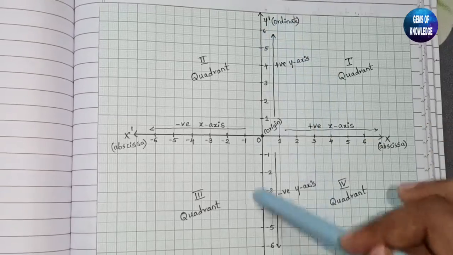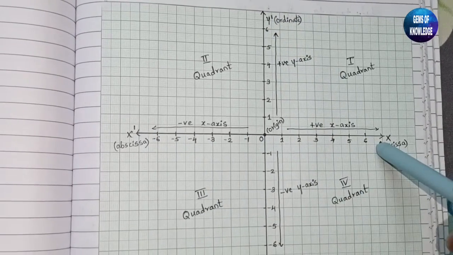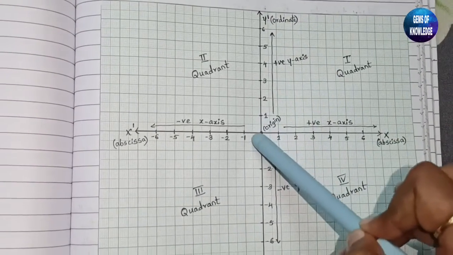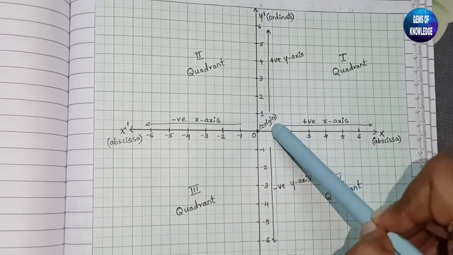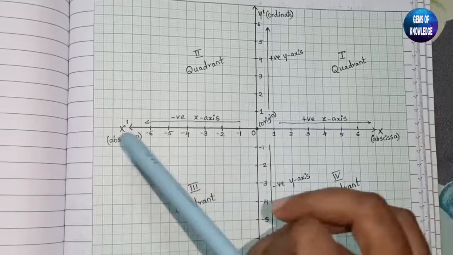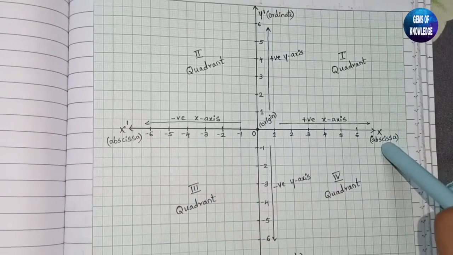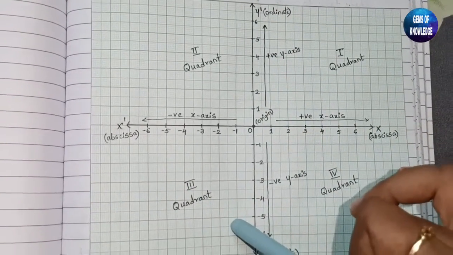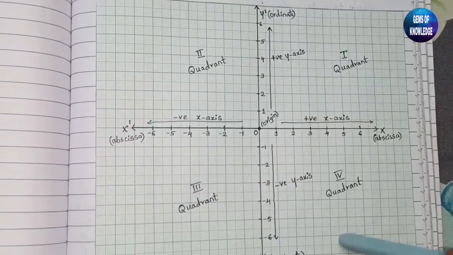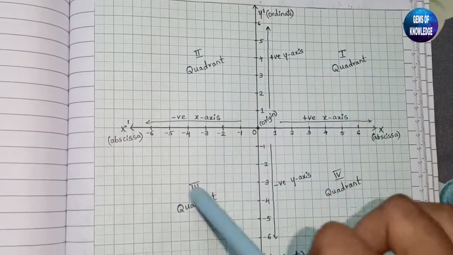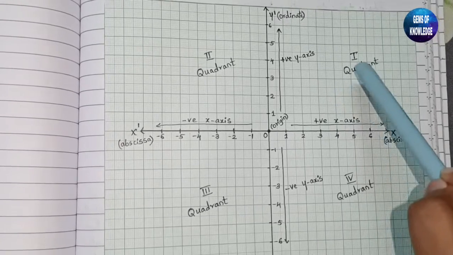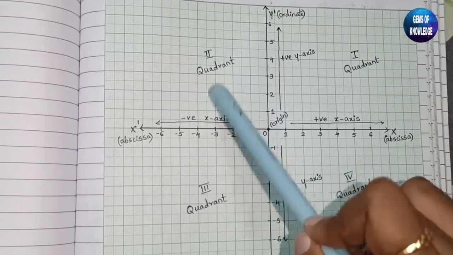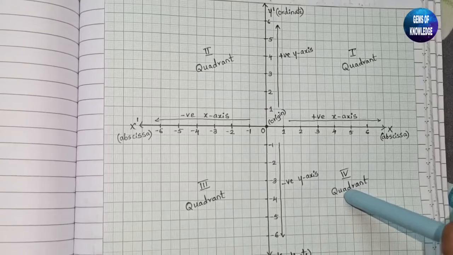Okay, now these two, the horizontal line and the vertical line, meet at a point 0, which is also known as the origin. Both the axes divide this complete Cartesian plane into 4 different parts, and each part is known as a quadrant. So this is the first quadrant, this is the second quadrant, this is the third quadrant, and this is the fourth quadrant.